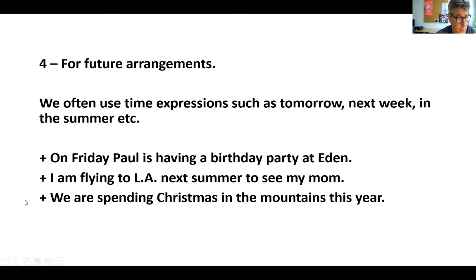And here are some simple examples. On Friday, Paul is having a birthday party at Eden. Is having. It's not today. It's not right now. It's not temporary. It's on Friday. It's the future. And I'm flying to LA next summer to meet my mom. Am flying, to LA. I hope so. I'm not sure, but that's future. That's next summer. That's not now, it's future.